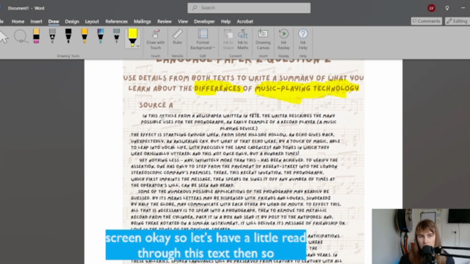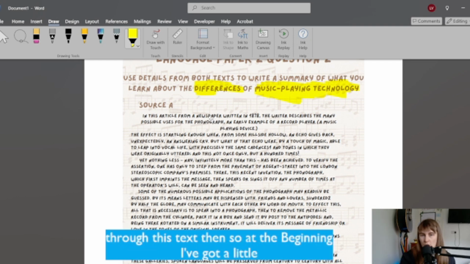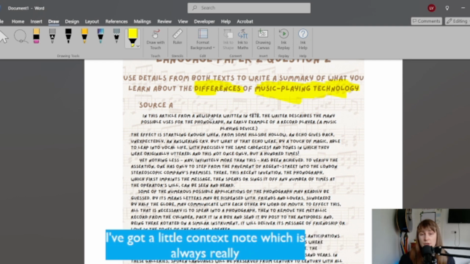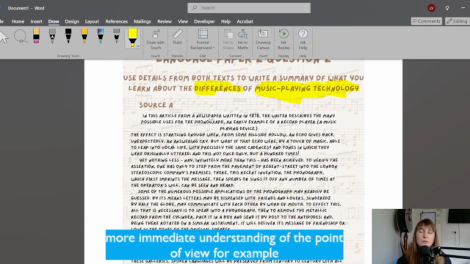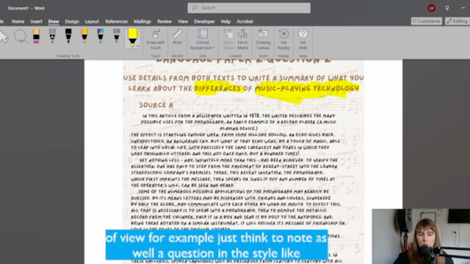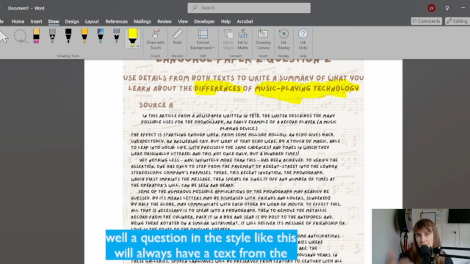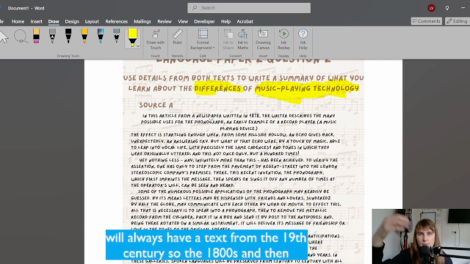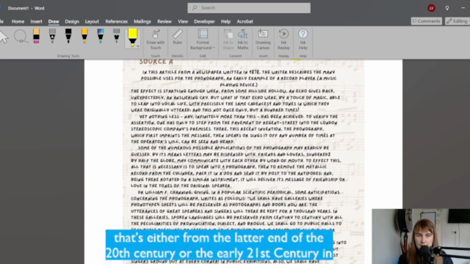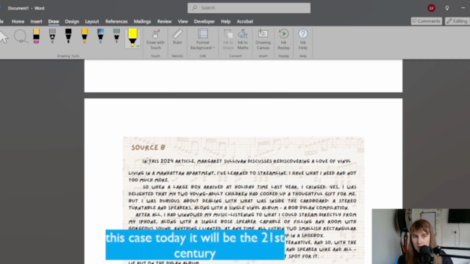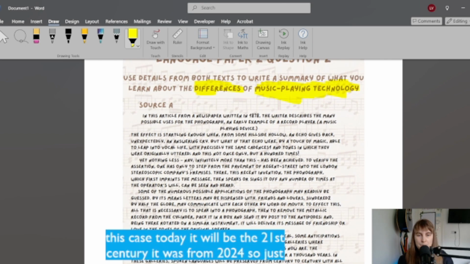So, at the beginning, I've got a little context note, which is always really important to read so that you can understand where this text is coming from. It will give you a more immediate understanding of the point of view, for example. A thing to note as well: a question in the style like this will always have a text from the 19th century, so the 1800s, and then a text that's either from the latter end of the 20th century or the early 21st century. In this case today, it will be the 21st century. It was from 2024, so just last year.